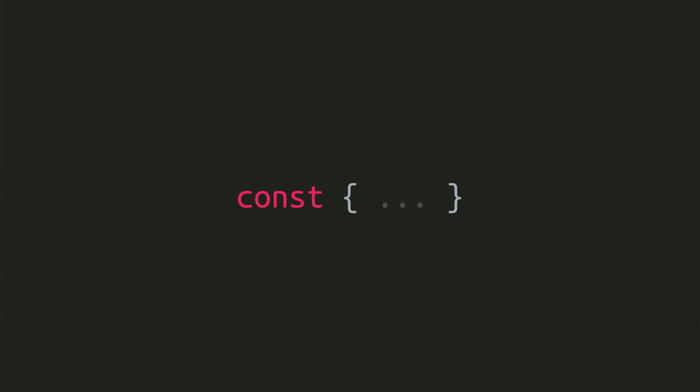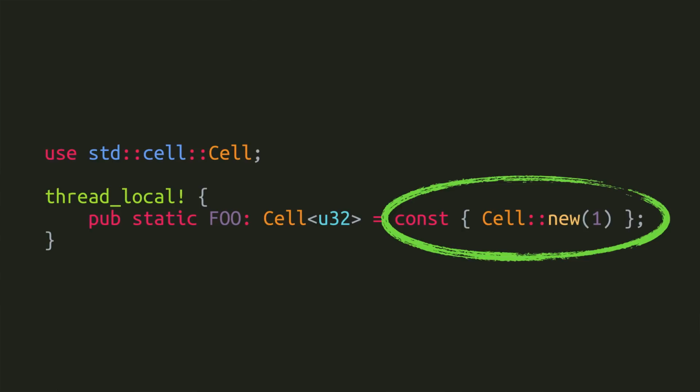Number 7, did you know that you could use const with a block to initialize thread locals? It looks like this. This is not a new feature. In fact, it was introduced in Rust 1.59 back in February of 2022. But there was no mention of it in the documentation or even in the release notes, which made it pretty hard to discover. Now it's documented, so go check it out.